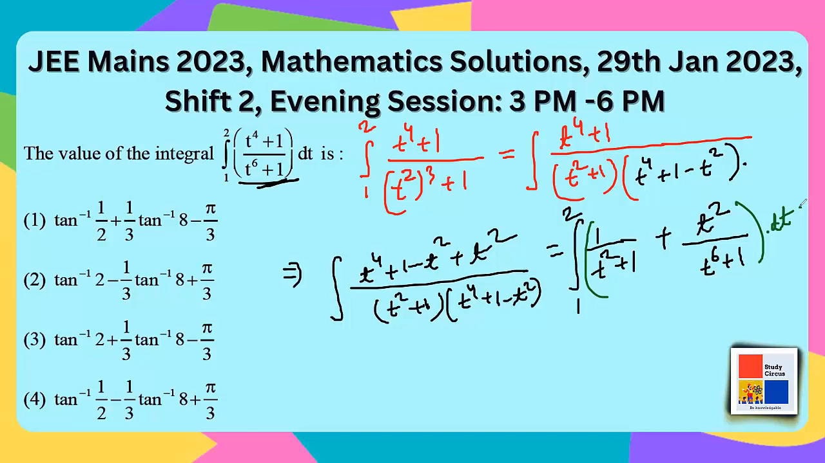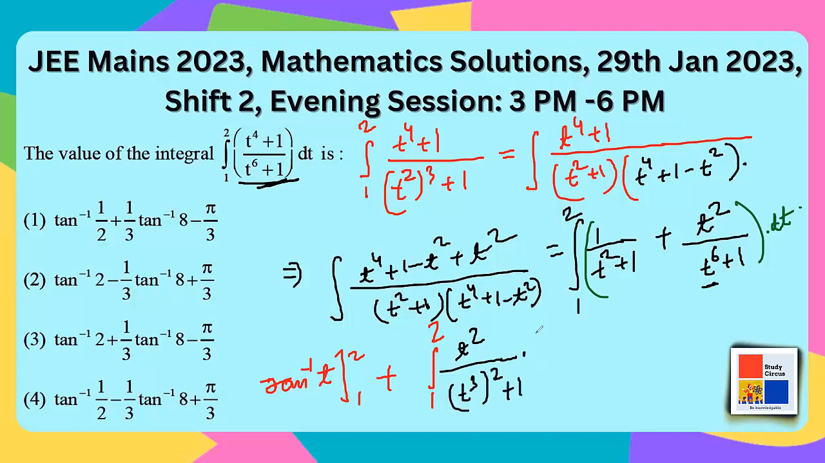Now the first part is a very standard form, that is tan inverse t straight away. The integral of the first part is tan inverse t from 1 to 2, plus then the rest of the thing I have to find, the integral from 1 to 2 of t square upon t to the power 6, which I will now write as (t cube) whole square plus 1 dt. So this will help me.